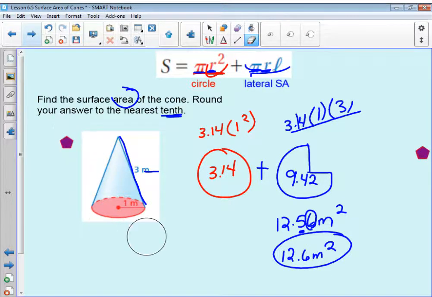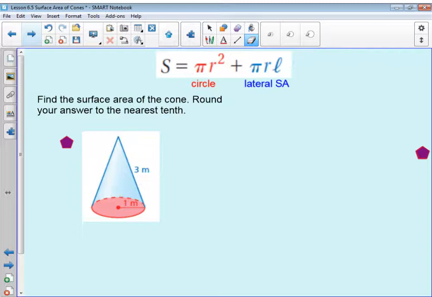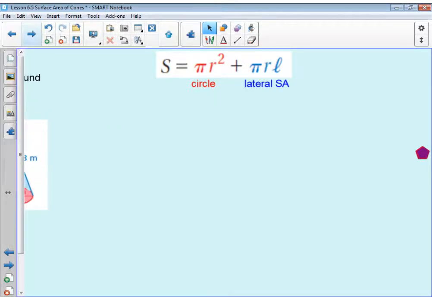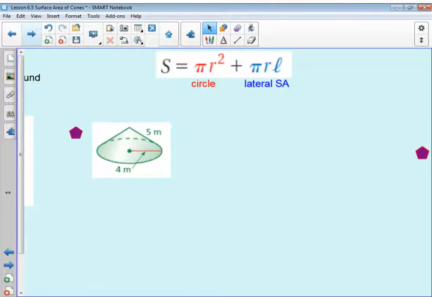Okay, so let's go ahead and practice another one. The key thing is just practicing the concept, practicing plugging in your information and learning how to use that formula. Okay, so here's our next cone.